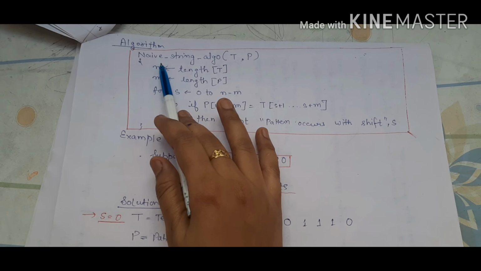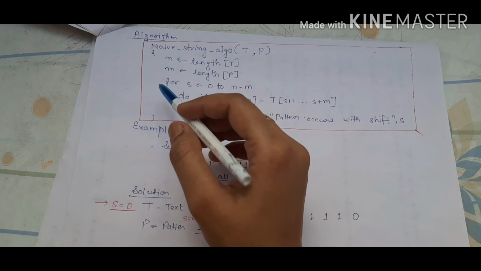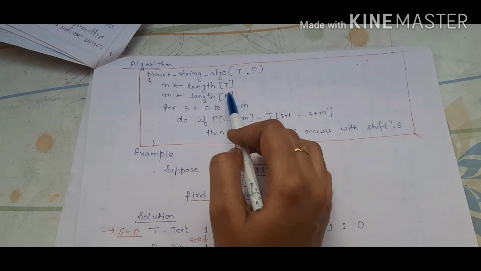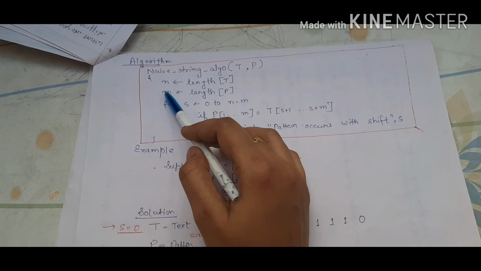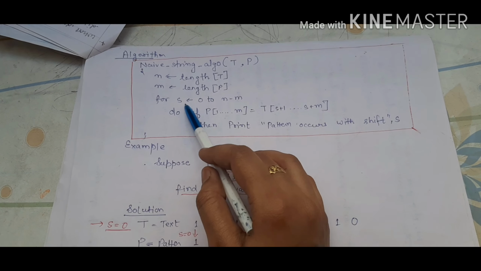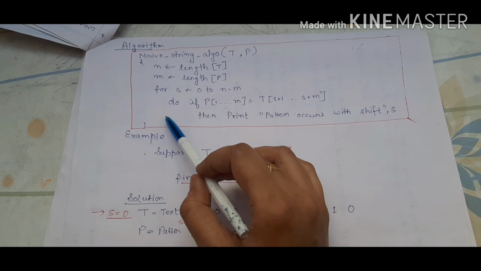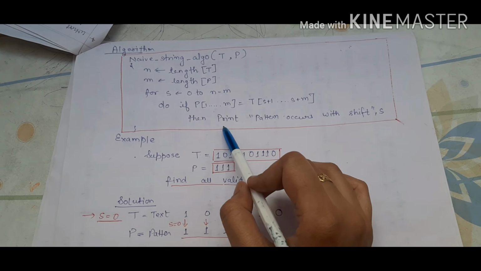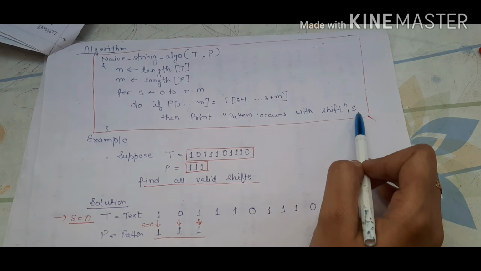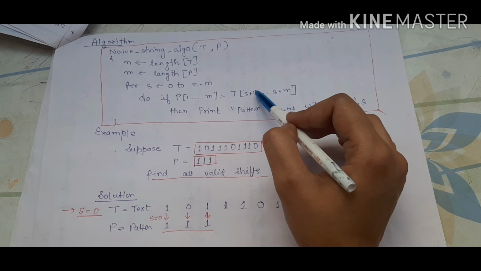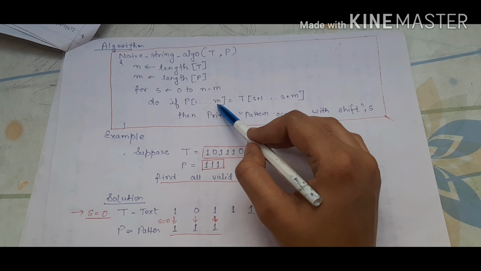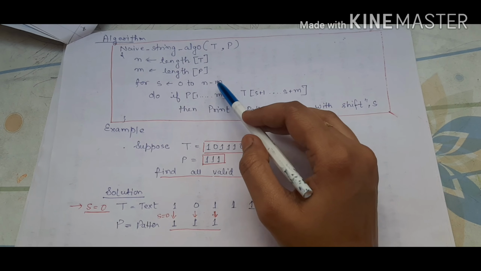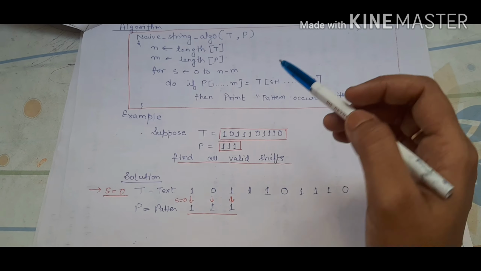Now this is the naive string matching algorithm, where n is the length of the text and m is the length of the pattern. For s from 0 to n minus m, check whether the pattern equals the text. If so, print that the pattern occurs with shift s, where the text is measured from 1 to m, meaning we compare only that part of the text that is equal to the pattern length.